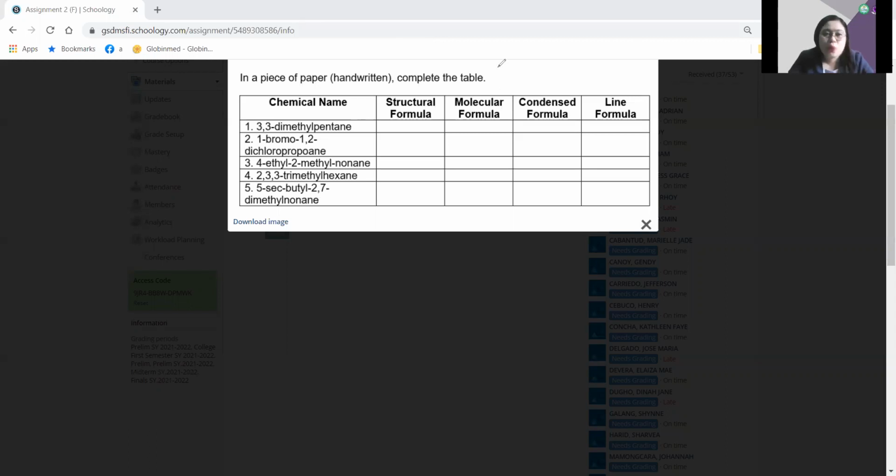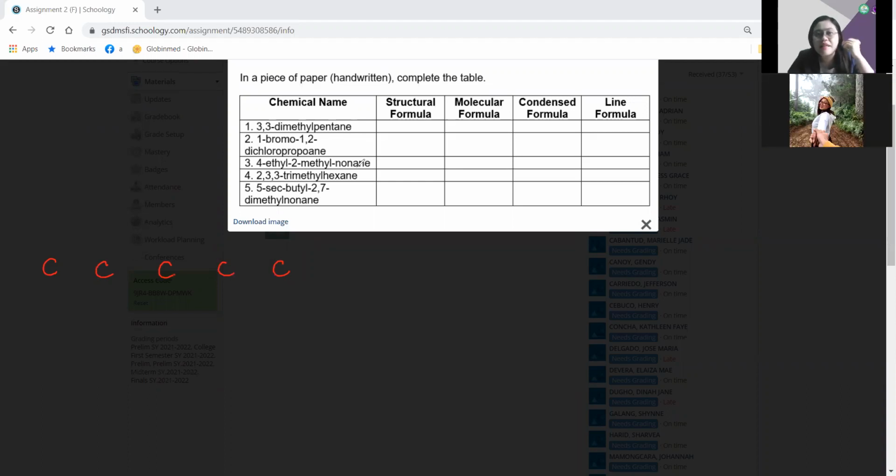So for the first one, 3,3-dimethylpentane, if you are given a chemical name and you are asked to make the structural formula, ang gagawin nyo class, you start with the parent chain or the longest chain. So for example, this one is pentane. So dyan kayo mag-start. Pag gagawa kayo ng structural formula niya, gagawa lang kayo muna ng 5 carbon kasi pentane. Before kayo maglalagay ng substituents.